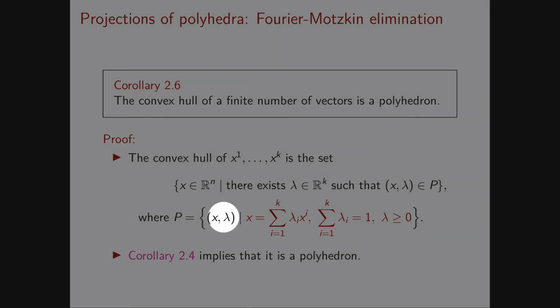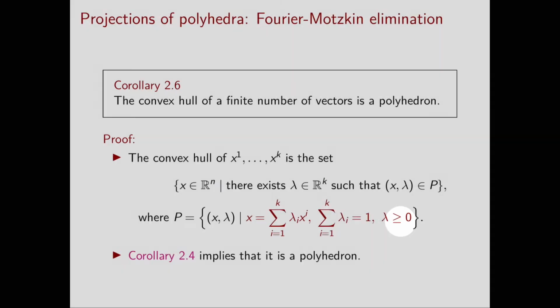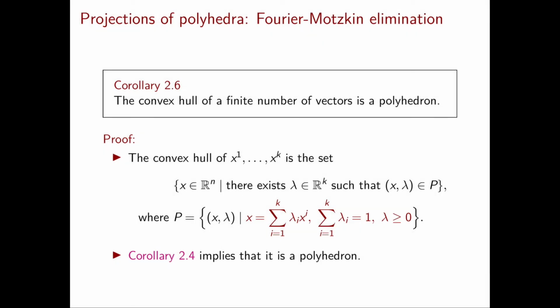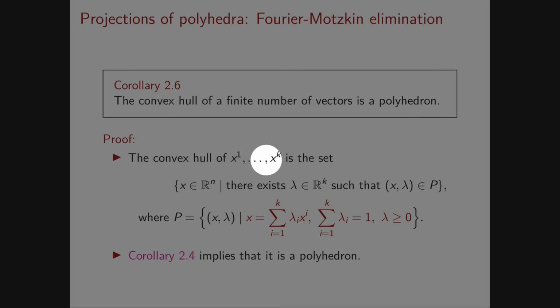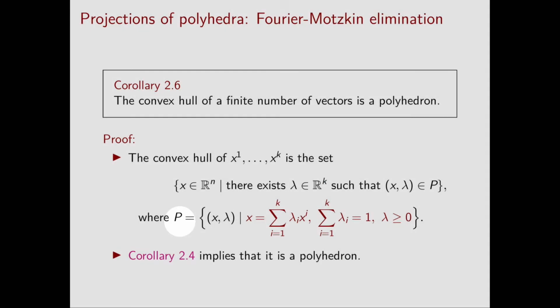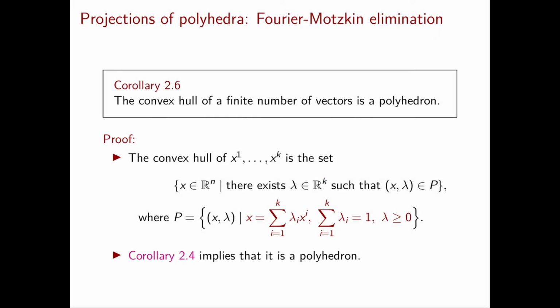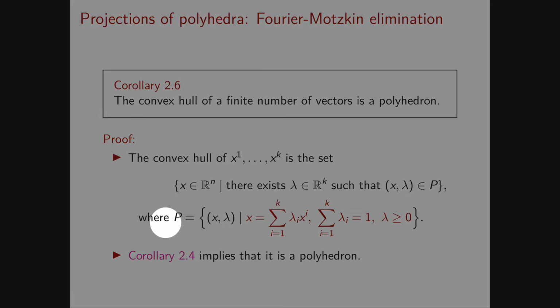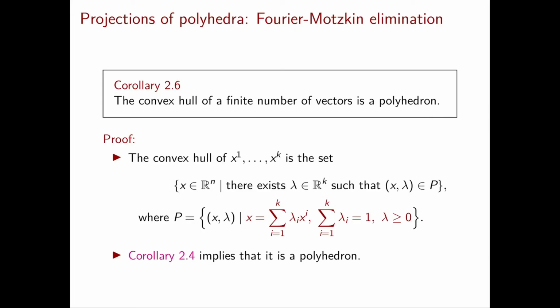P is the set of points (x, lambda) such that x can be written as the sum of lambda_i x_i, and the sum of the lambda_i is equal to 1, and lambda is greater than or equal to 0. So the convex hull of x1 until xk is the projection of the polyhedron P onto R^n, while the polyhedron P lies in R^(n+k). Thanks to corollary 2.4, we can now argue that the convex hull of x1 until xk is a polyhedron.